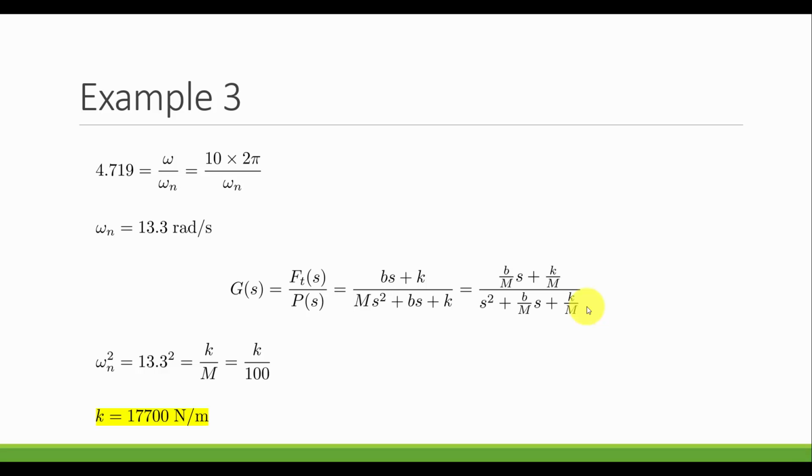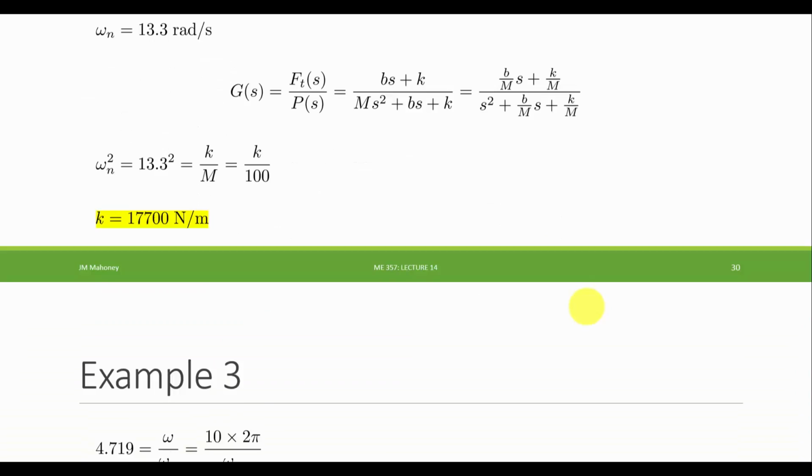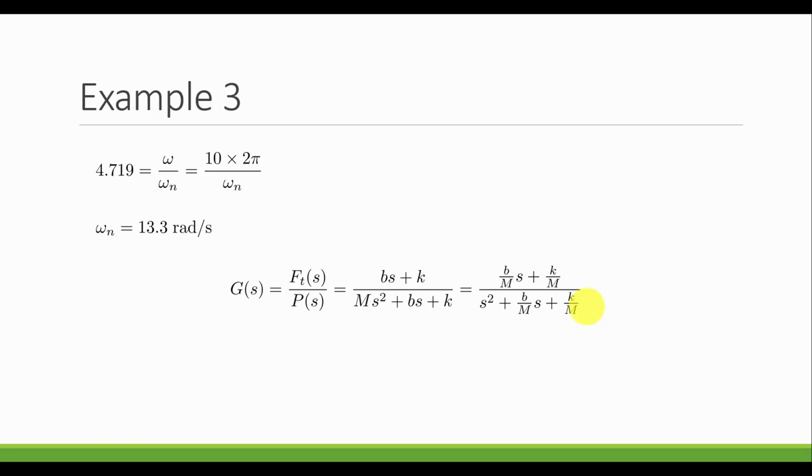So if that is my k, with my given m, that will give me my natural frequency of 13.3 radians per second. So this step has now given us what our k value should be to get that 10% transmissibility. We have our k figured out. Now we can move on and look at what the value of b should be. What should our damping coefficient be?